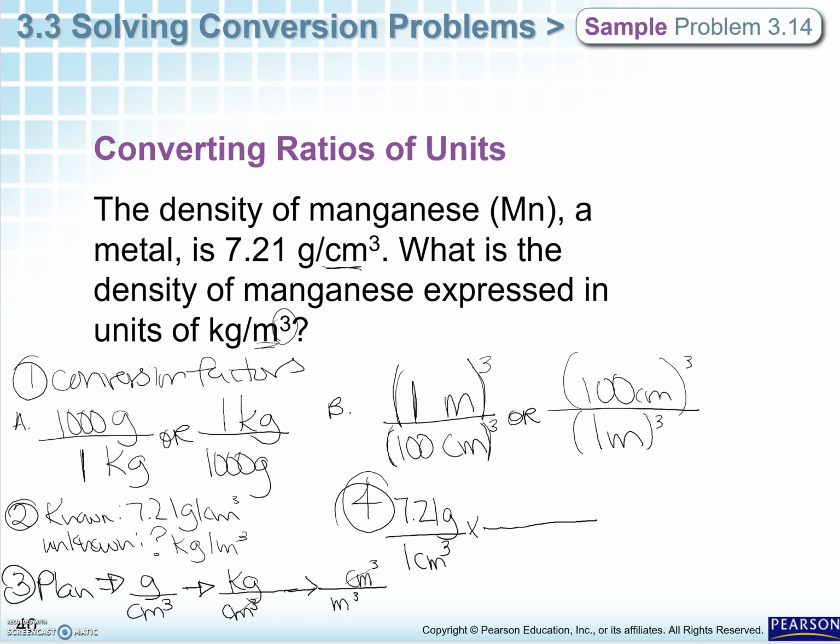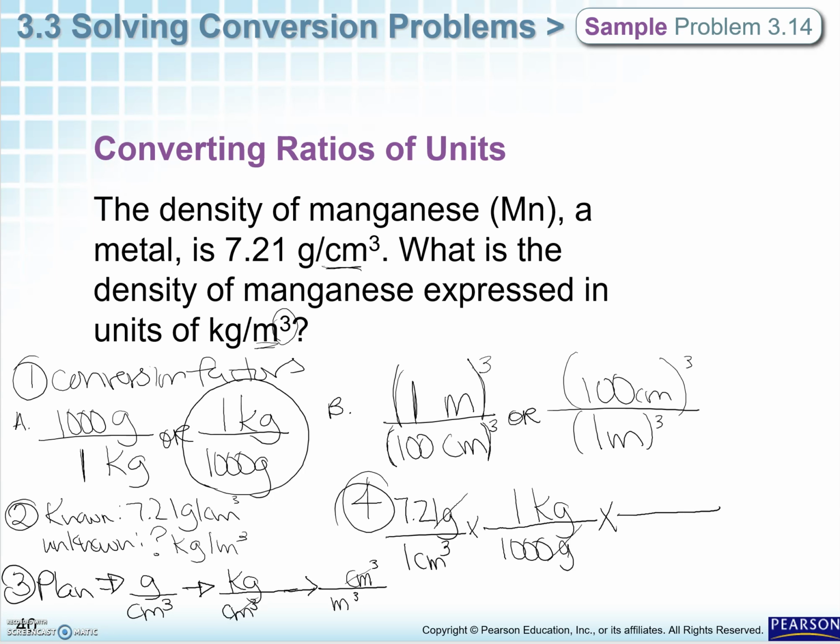We draw our line, and we're going to start by converting our grams. If we have grams on top, we must put grams on the bottom. This does not affect our centimeters cubed value because it will cancel. According to our different conversion equalities, the only one that works is the one that is circled: 1,000 grams on the bottom, 1 kilogram on top. If we cancel these out, we're left with kilograms on top. That's part of what we need for our unknown, but we need to keep going.